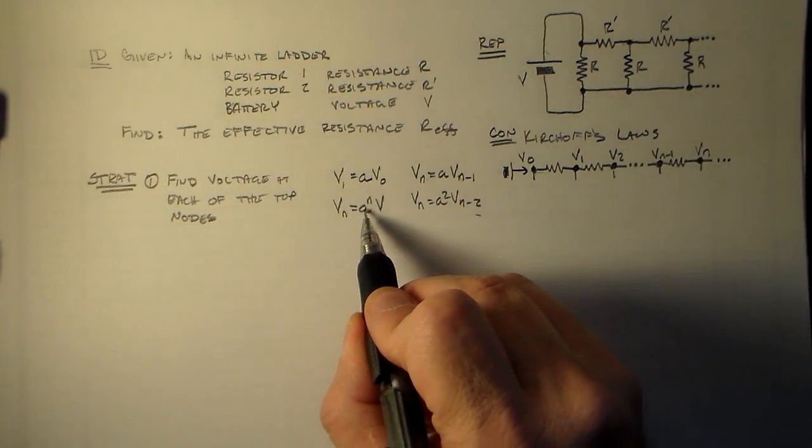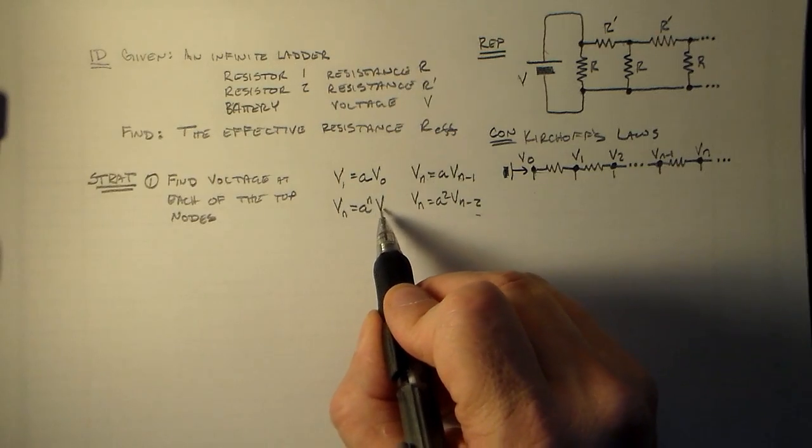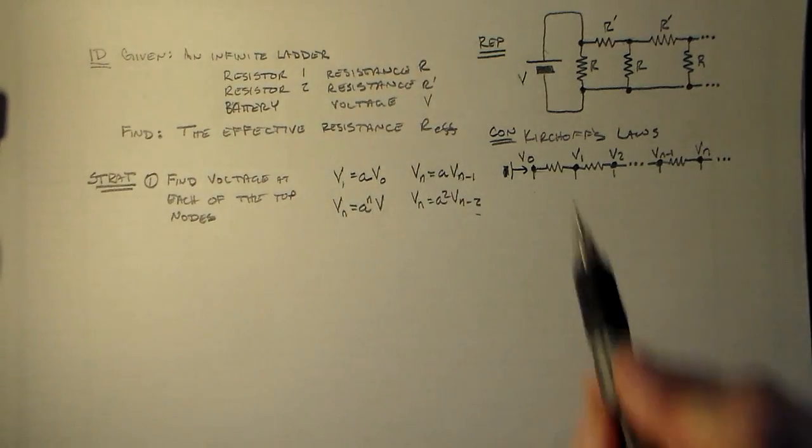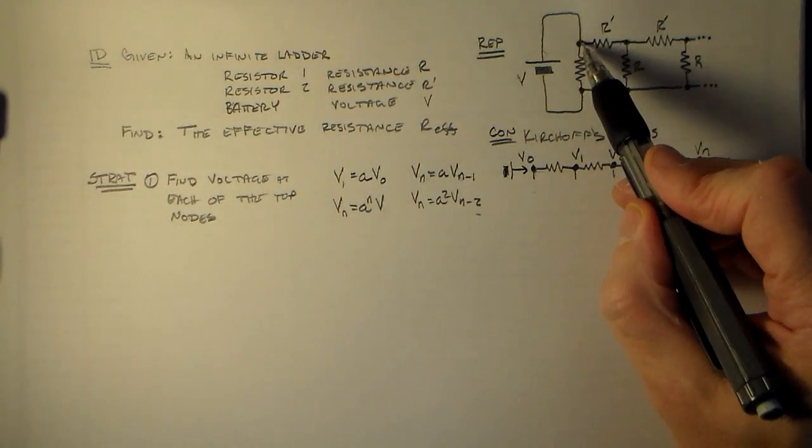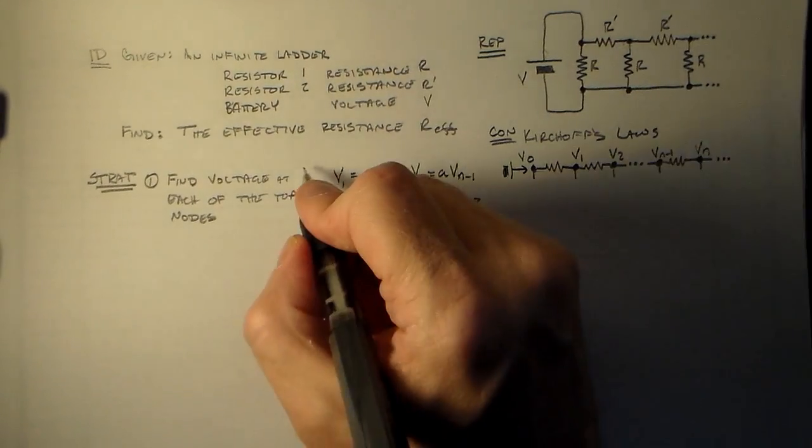So V0 is equal to A to the 0, which is 1, times V, which is exactly what it is, right? This comes up here, comes down here, and comes here. Perfectly sensible.